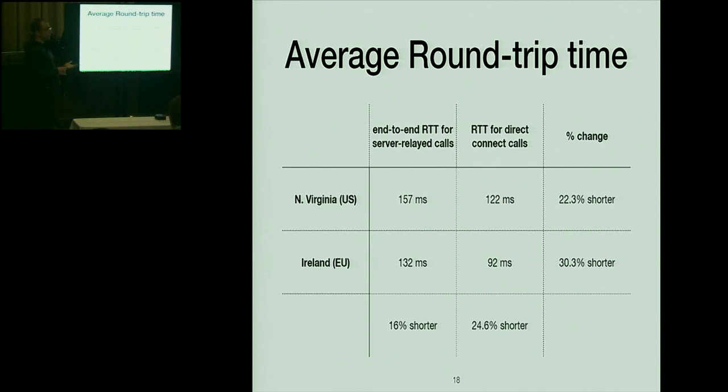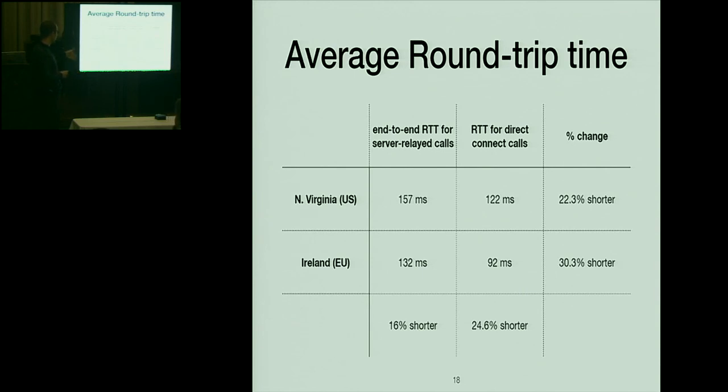We didn't have enough data for all of the regions where we deploy our infrastructure, so we have omitted Oregon and Australia and focused on North Virginia and Ireland. Direct connect calls in North Virginia have 22% shorter RTT, and in Ireland they have 30% shorter RTT.